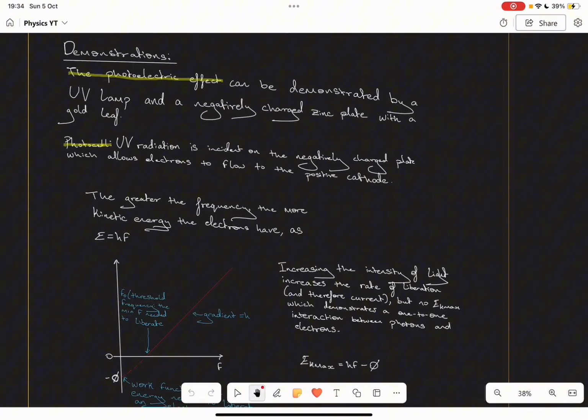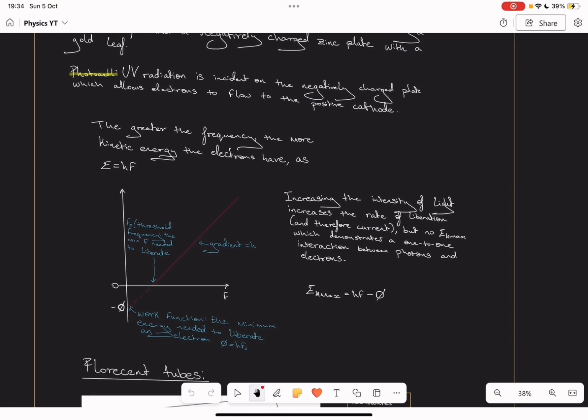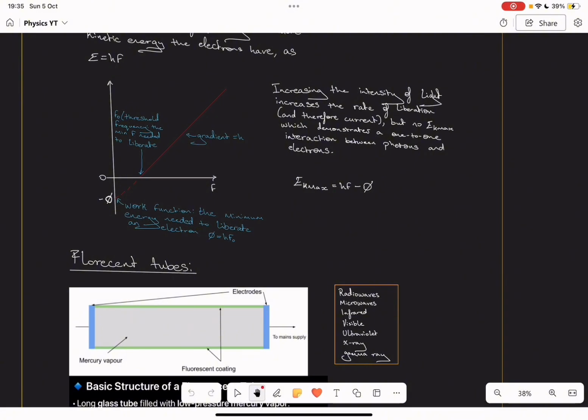Demonstrations can be seen in the photoelectric effect, which can be demonstrated by a UV lamp and a negatively charged zinc plate with a gold leaf, or a photocell, which is UV radiation incident on a negatively charged plate, which allows electrons to flow to the positive anode. The greater the frequency, the more kinetic energy the electrons have, as E equals hf. This graph shows that increasing the intensity of the light increases the rate of liberation and therefore current, but not kinetic energy, which demonstrates a one-to-one interaction between photons and electrons. So kinetic energy equals hf minus phi.